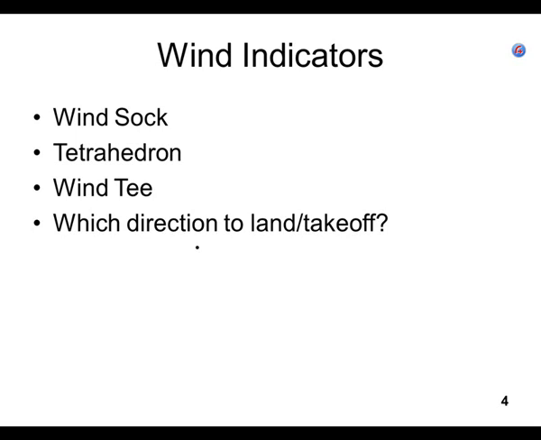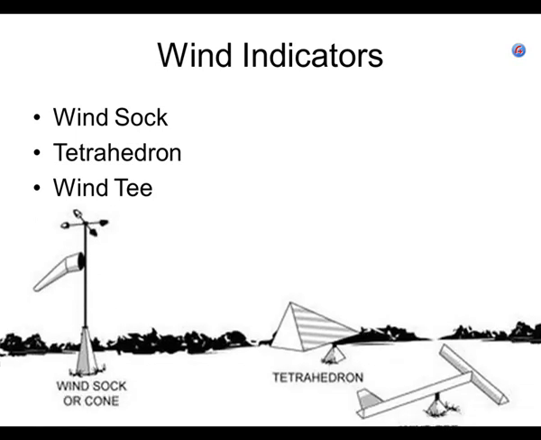All right, so there are effectively 3 types of wind indicators you're going to find at airports that are visual indicators. That is, you don't have to have a radio. You can just look at something on the airport. It tells you which way the wind is blowing. So let's take a peek at windsocks, tetrahedron, which is my personal favorite because it's hard to spell, and a wind tee. So there they are.